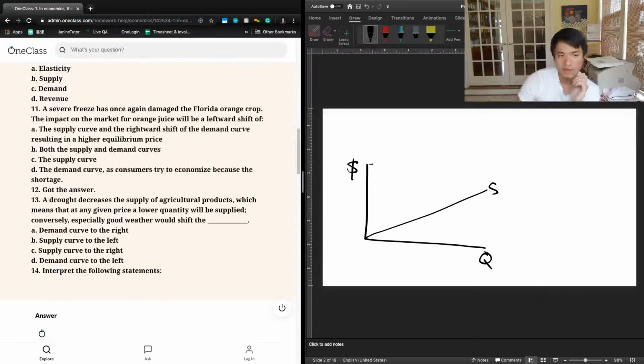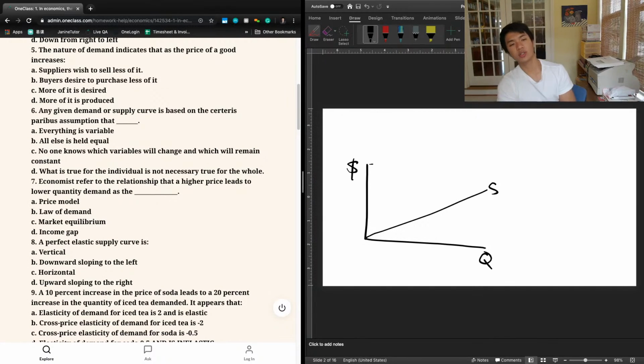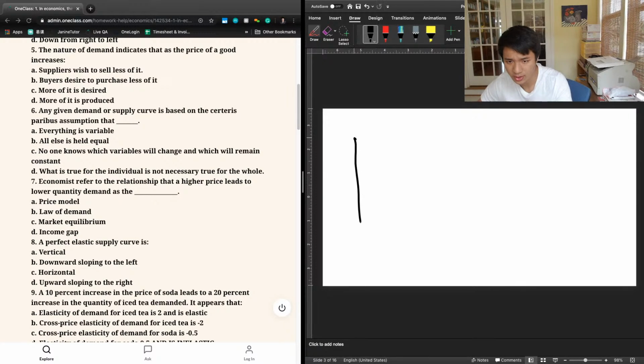Okay, so let's take a look at the next question. Question 5. The nature of demand indicates that as the price of a good increases, A, suppliers wish to sell less of it. B, buyers decide to purchase less of it. C, more of it is desired. Or D, more of it is produced. And so this is again looking at the demand curve, looking at what is going on with the law of demand. And so we can draw this out one more time.